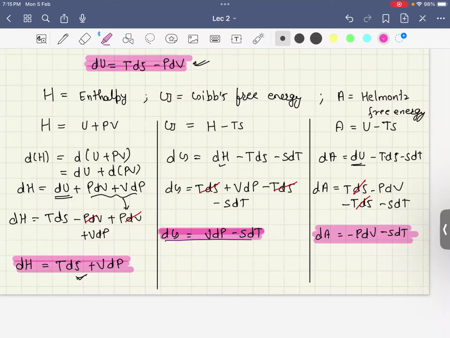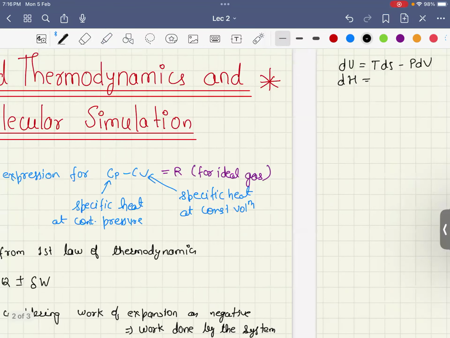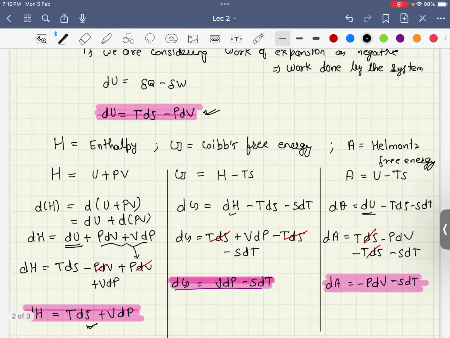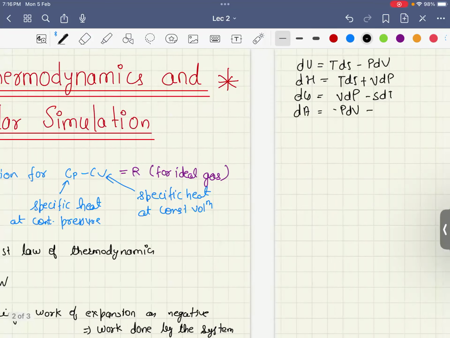Okay. So let us write this down on a new page again. So what we have is, let me write this down, that dU is equal to TdS minus PdV. dH is nothing but what? dH is TdS plus VdP. dG is VdP minus SdT, and dA is minus PdV minus SdT.